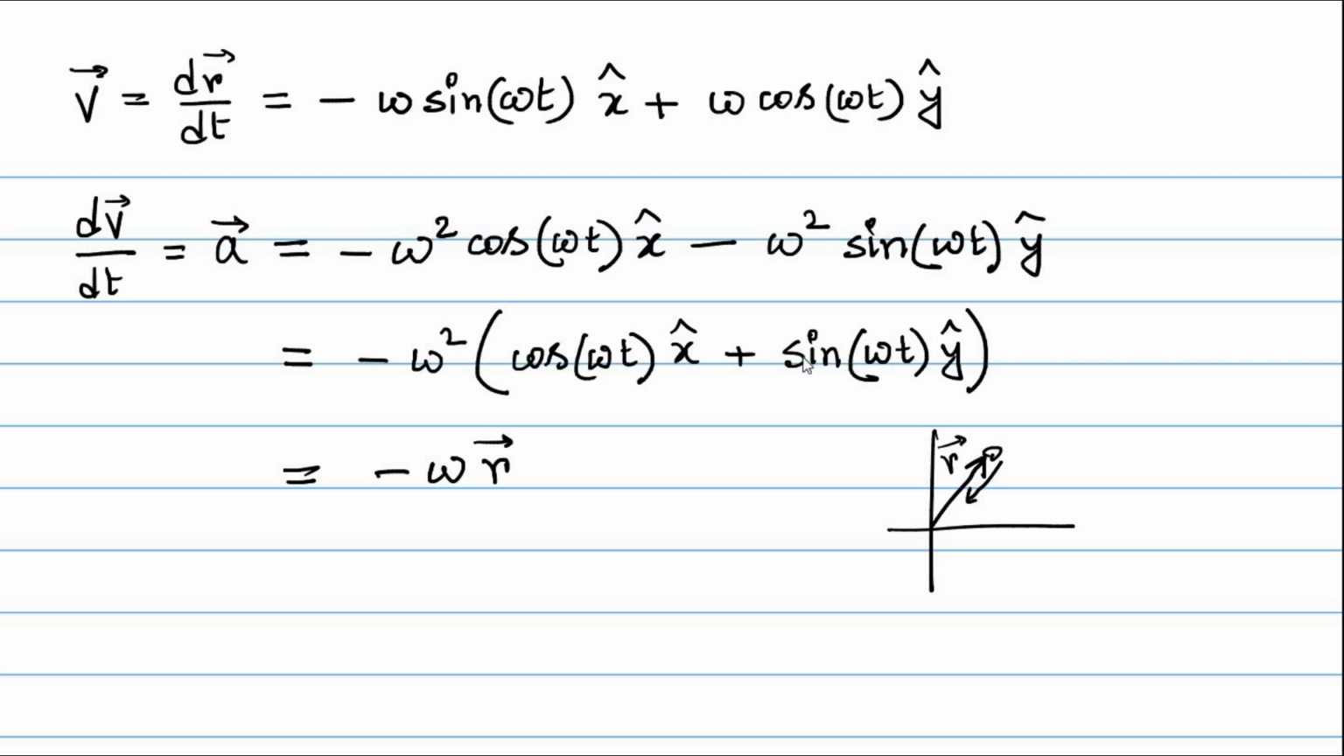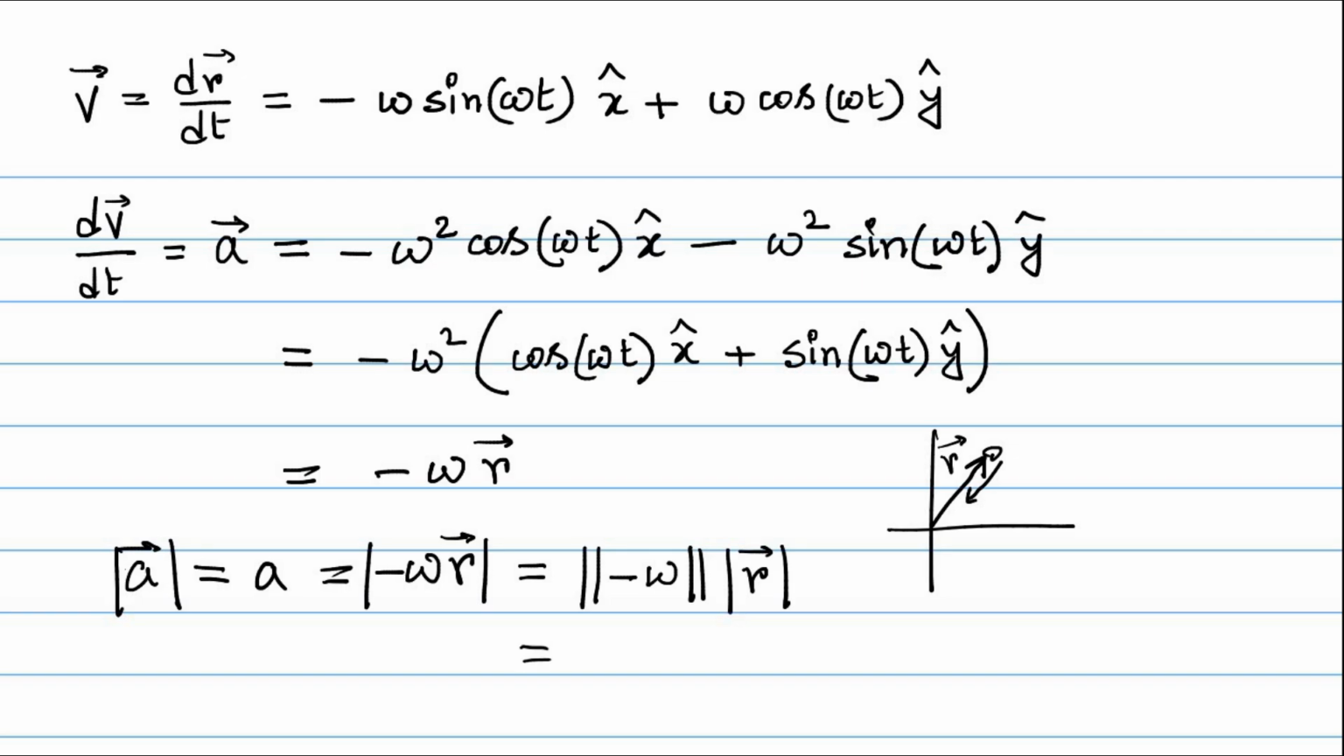In addition, you can also see if I take the magnitude, the magnitude of a is written as just a, you get omega squared times r. Or we can explicitly write it, which is the absolute value of negative omega squared, and then the magnitude of r, so this is omega squared r. As you can see, a is indeed proportional to r, the distance from the origin to the particle. There should be a square somewhere, right? Oh, here it is. Here is a square, here is a square, and there you go.